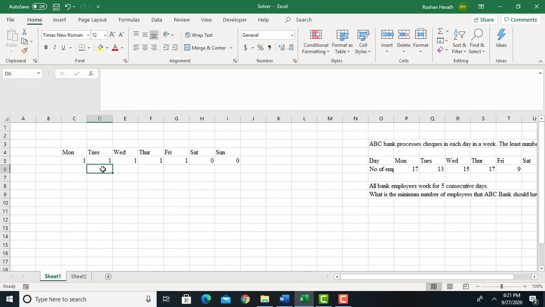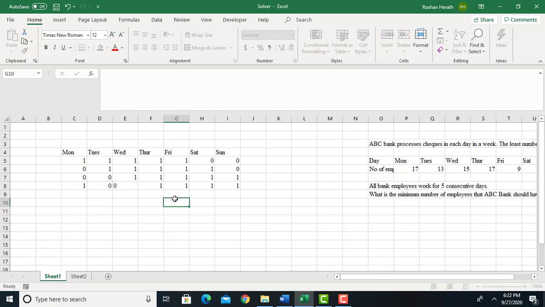And another set of employees who can start their work on Tuesday, then they need to go for like Saturday. Then Sunday and Monday are their holidays. Similarly, there can be some set of employees who would start their work on Wednesday, then they may go up until Sunday, then Monday and Tuesday could be their holidays. Similarly, there can be some who would start their work on Thursday and they would work until Monday, then this would be their holidays.